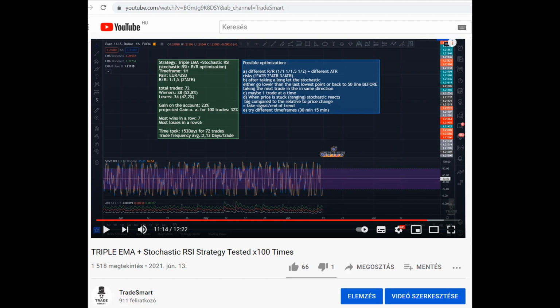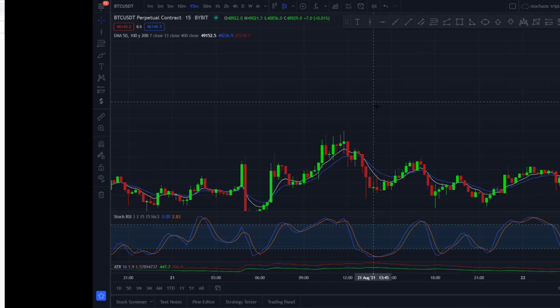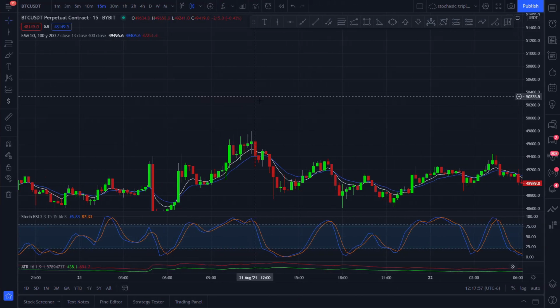This strategy is very similar to the one which I reviewed a few videos back, which was the Triple EMA Stochastic RSI strategy. For this strategy, you will need the same indicators, but we are going to use different settings.